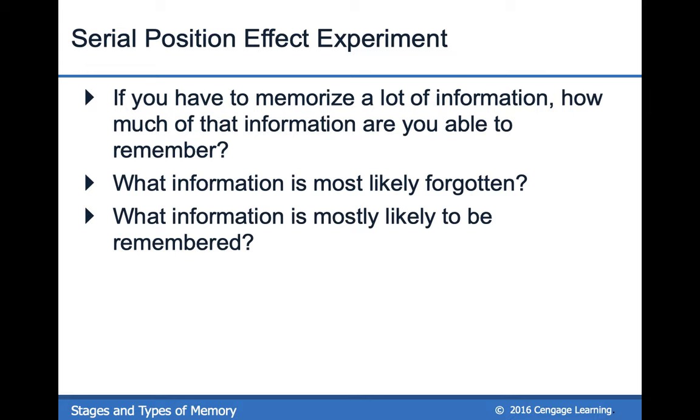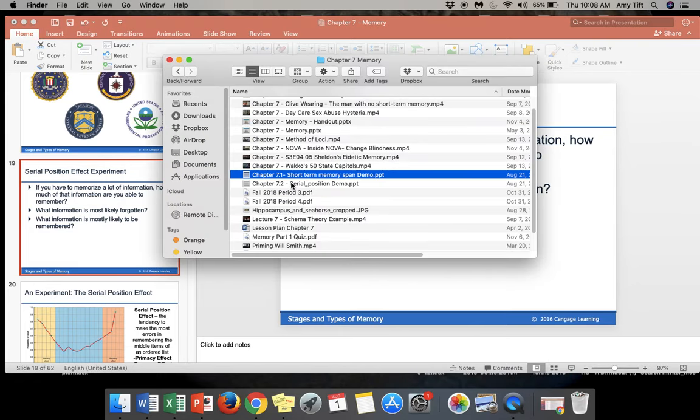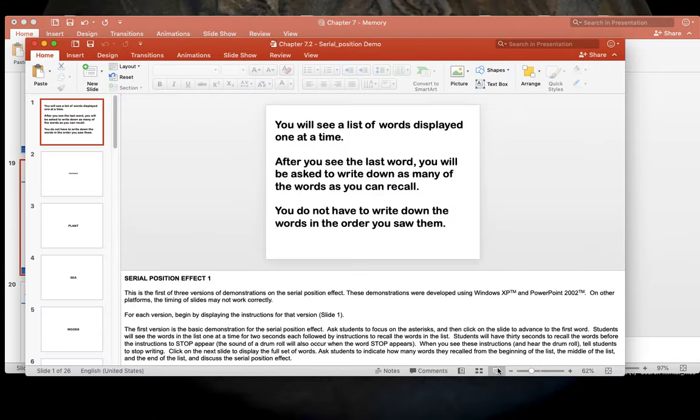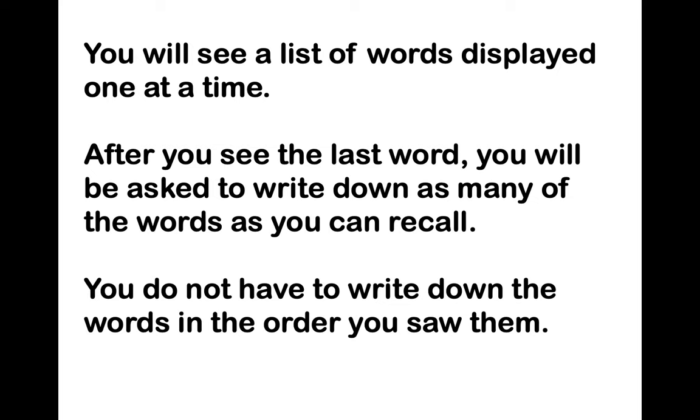All right, so we're going to do another quick experiment. Okay, so here's our experiment. You're going to see a list of words displayed one at a time. After you see the last word, you're going to be asked to write down as many of the words as you can recall. You do not have to write down the words in the order you saw them. Just get as many down as you possibly can, as quickly as you can. All right, so make sure you have a pen and paper ready for when it tells you to write it down, okay? And we're going to start.